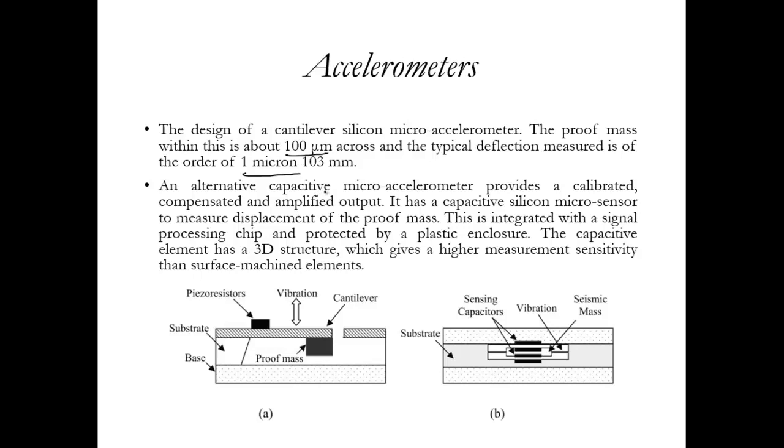In this case, we have an alternative capacitive microaccelerometer, which provides a calibrated, compensated, and amplified output. It has a capacitive silicon microsensor to measure displacement of the proof mass. This is integrated with the signal processing chip, which is one of the great advantages. So you have the sensor and the signal processing chip, protected by a plastic enclosure. It has a 3D structure and gives higher measurement sensitivity than surface machined elements.